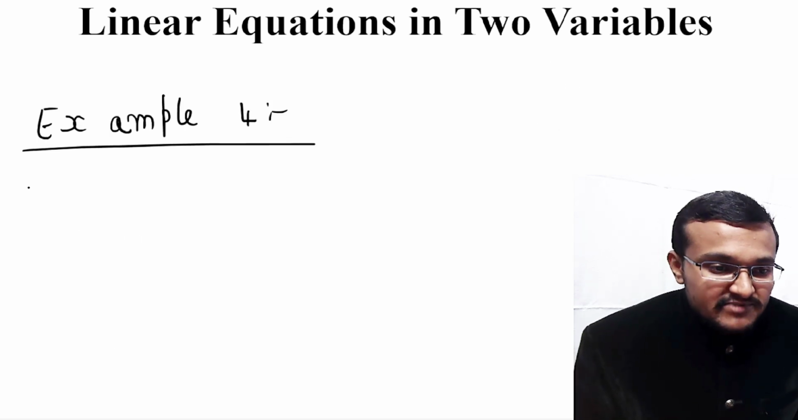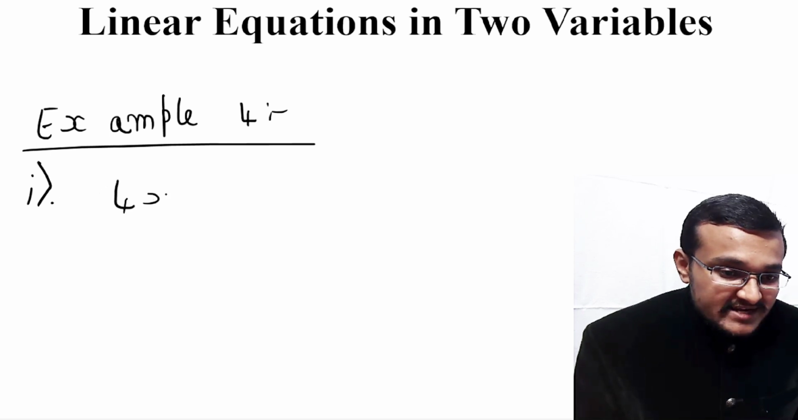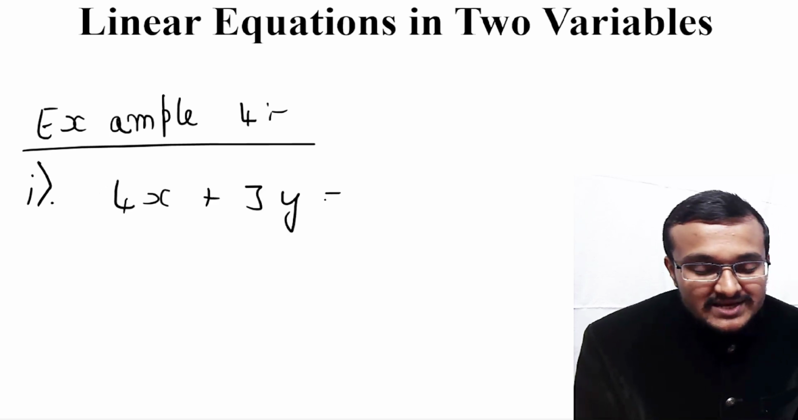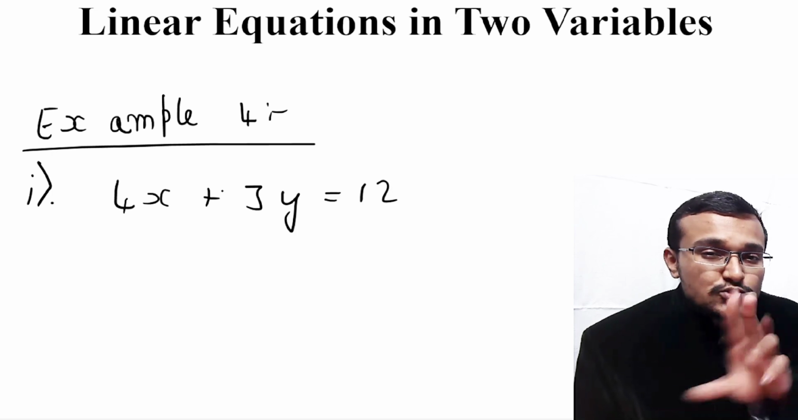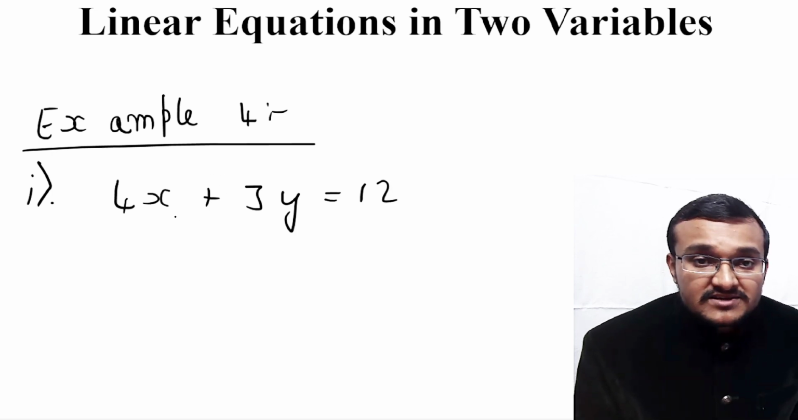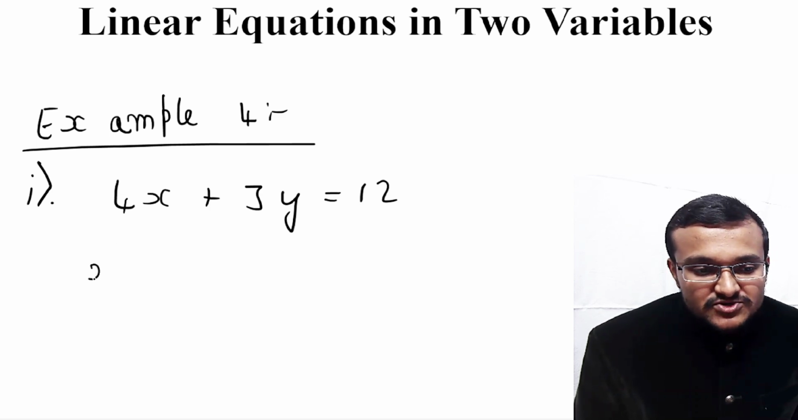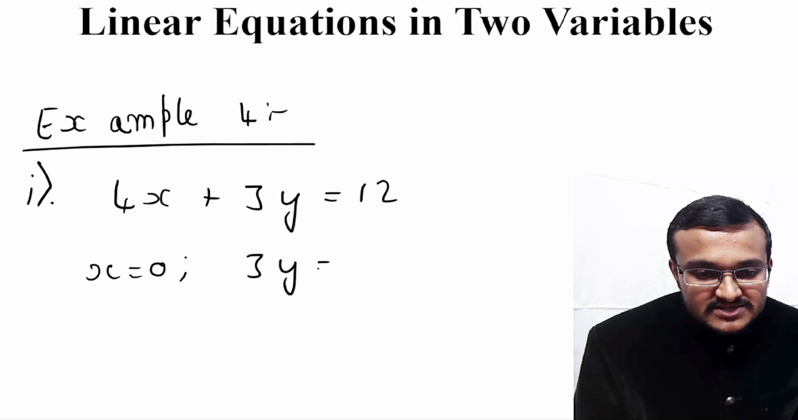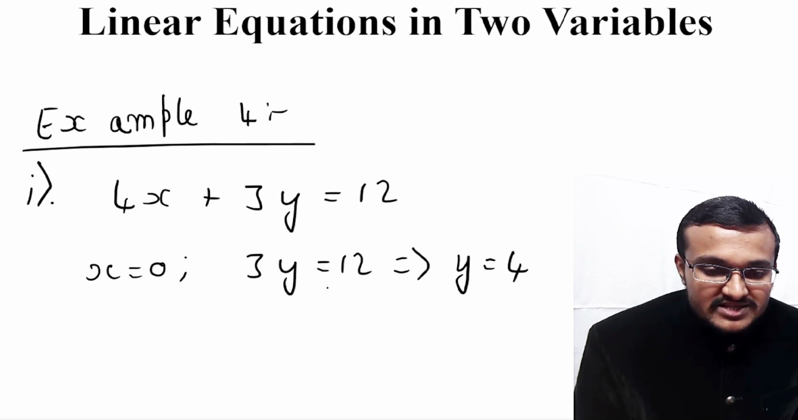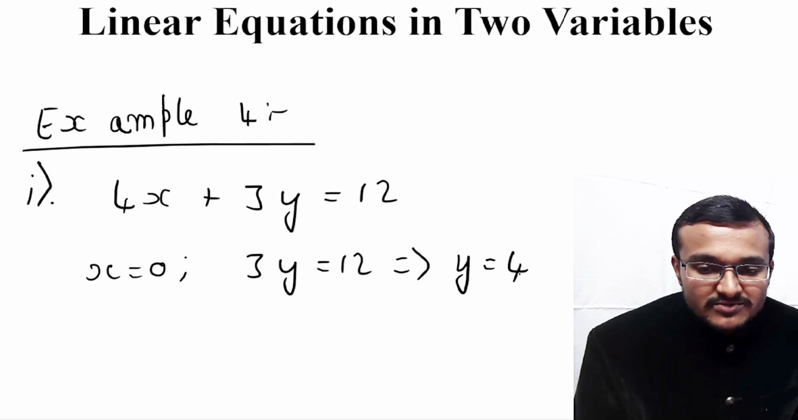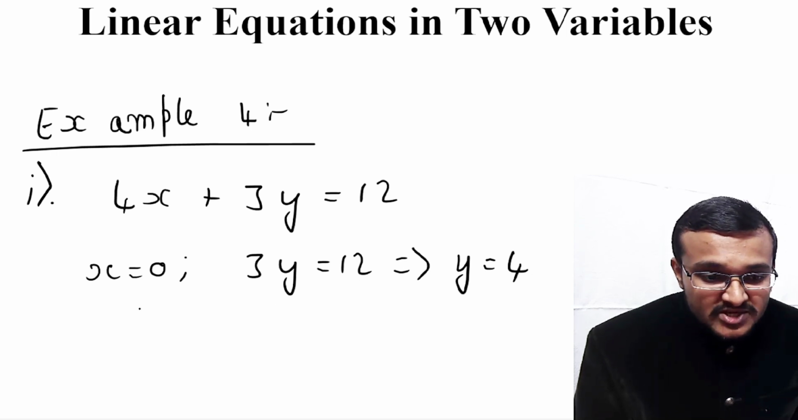Now we will look into example 4. In example 4, coming to the first question, 4x plus 3y is equal to 12 is given. Here also you have to find two solutions for this linear equation. So you can substitute x as 0. When you substitute x as 0, this becomes 3y is equal to 12, which is nothing but y is equal to 4, because when you bring 3 to RHS, it becomes 12 by 3. So 12 by 3 is 4. So y is 4. So one solution is (0, 4).